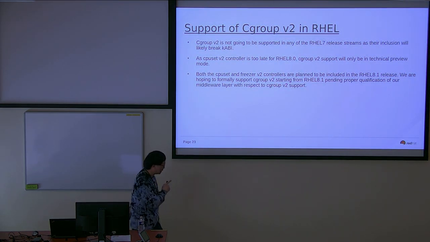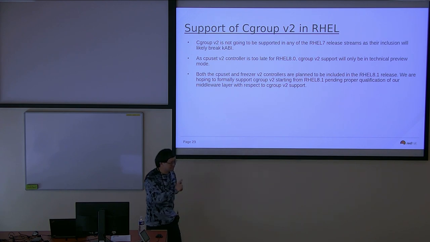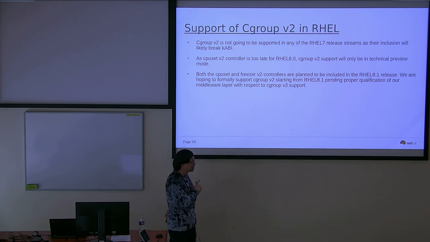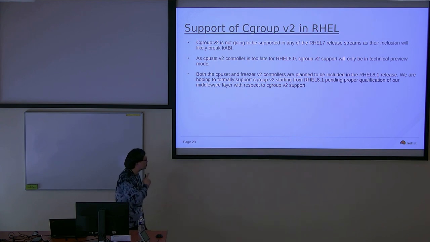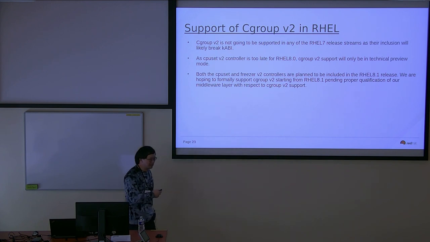And for RHEL 7, we are not going to support cgroup v2 because the change is just too dramatic that you will probably break a lot of things. So we are not planning to support cgroup v2 in RHEL 7. In RHEL 8, we are planning to support it. The initial RHEL 8 release, because of the timing, does not have all the required controllers available yet, so it will be in tech preview only. We are hoping to officially support cgroup v2 starting from RHEL 8.1, depending on whether we have done enough qualification to make sure that everything works out.